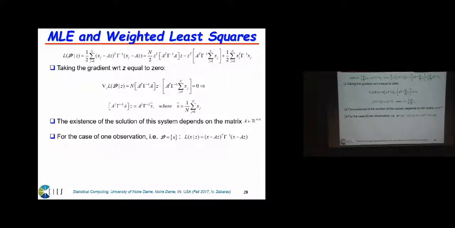The conclusion here that I want you to remember is that the maximum likelihood estimate is effectively identical with weighted least squares, and the weight in the approximation is really the inverse of the covariance matrix, so it's gamma minus 1 that comes in the calculation of the MLE estimate.